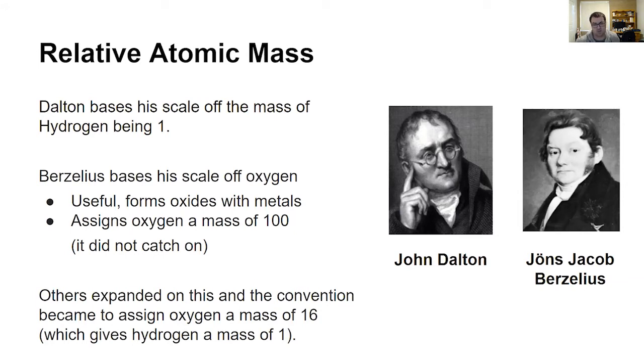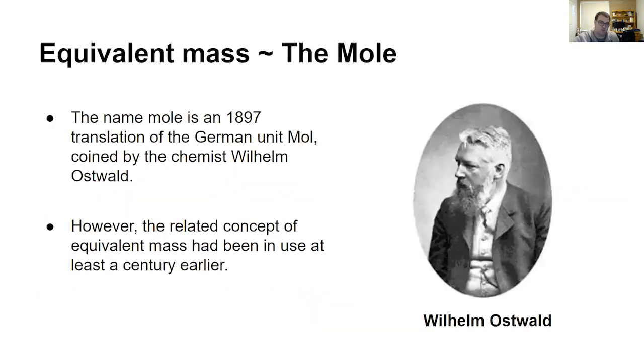Have a look at the relative atomic masses on your periodic table when you're next looking at it. And then, of course, another idea was percolating around. This is the idea of equivalent mass, the idea that chemical reactions are happening because equivalent masses of substances are actually reacting together. And this is kind of where the mole got its name. It actually got its name out of a translation of a German unit for equivalent mass, first coined in 1897 by the chemist Wilhelm Ostwald, pictured on the right with his awesome beard.